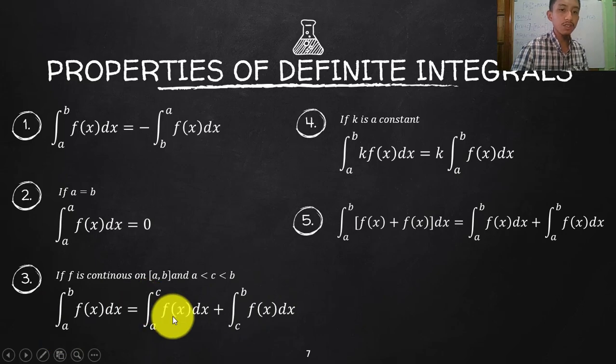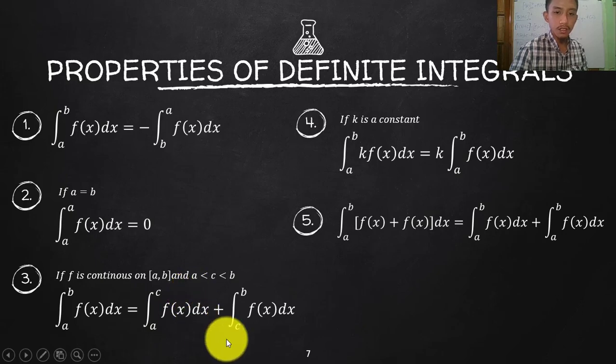Or you can actually consider more than one. Let's say there are more points. Let's say there is another, a fourth value D. So you can say A to C, C to D, D to B. Then you will summate all of this. You will end up with still A to B. Okay, so that is another property of the definite integral.